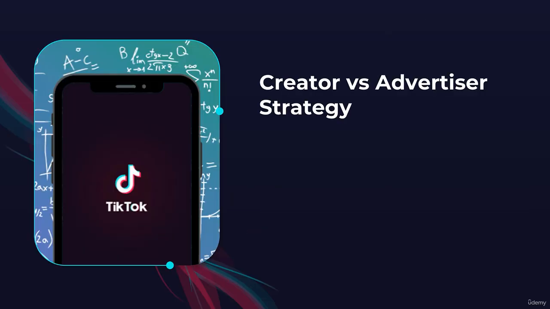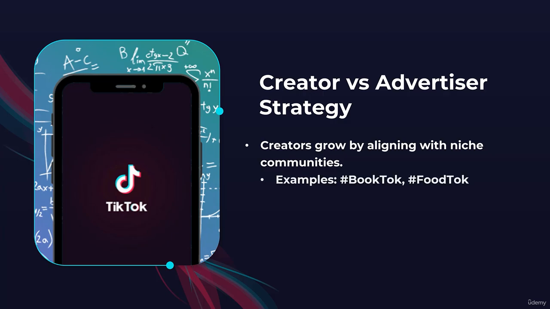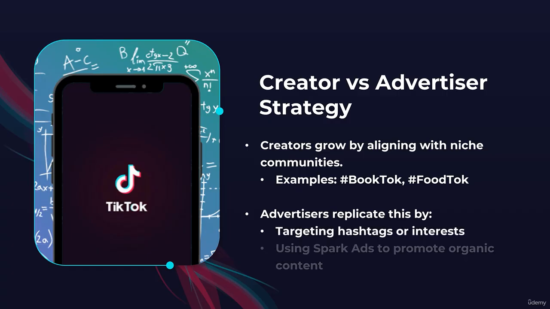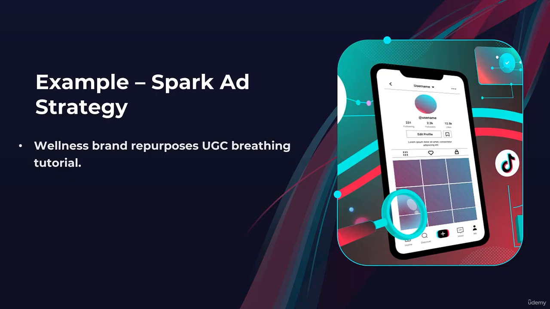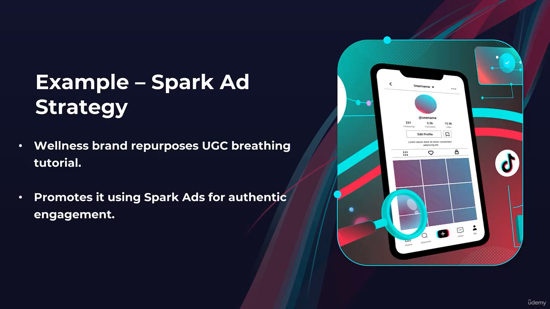We also have a creator versus an advertiser strategy. Creators grow virally by aligning with niche communities. For example, BookTok or FoodTok. Advertisers replicate this by targeting interests or hashtags and using Spark ads to promote organic content. For example, a wellness brand repurposes a user-generated breathing tutorial via Spark ads to drive engagement with authenticity.